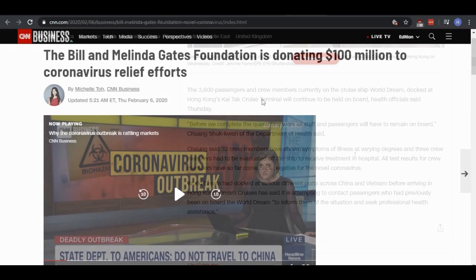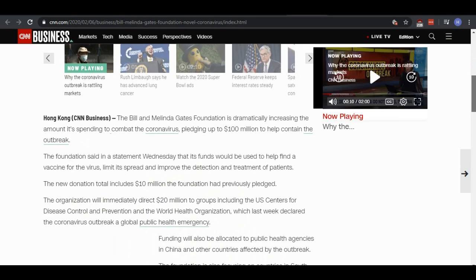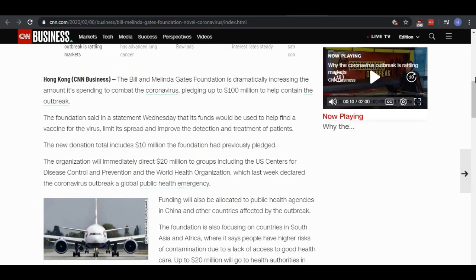On another note, the Bill and Melinda Gates Foundation is donating $100 million to coronavirus relief efforts. The Bill and Melinda Gates Foundation is dramatically increasing the amount it's spending to combat the coronavirus, pledging up to $100 million to help contain the outbreak. The foundation said in a statement Wednesday that its funds would be used to help find a vaccine for the virus, limit its spread, and improve the detection and treatment of patients.